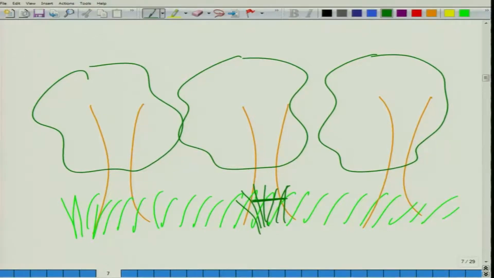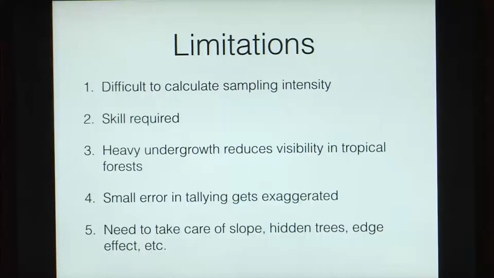Now, in the case of your fixed area sample plots, you can always go to a tree, remove any undergrowth that is near your tree and take the measurements. So, that is easier, whereas in the case of point sampling, if you go towards a tree, you have changed your point of origin and so all the readings have changed. This makes point sampling difficult, especially in the case of tropical forests. Coming back to the slides, even a small error in tallying gets exaggerated.